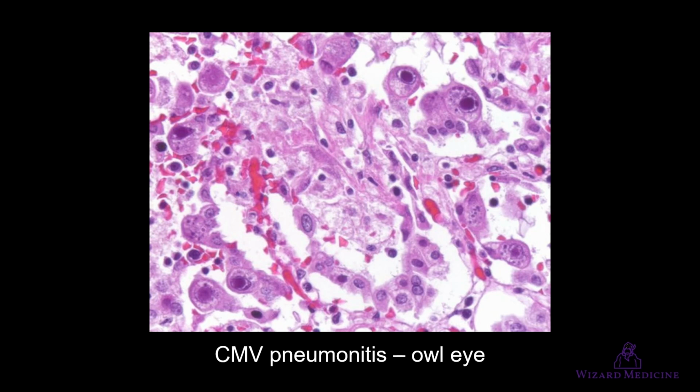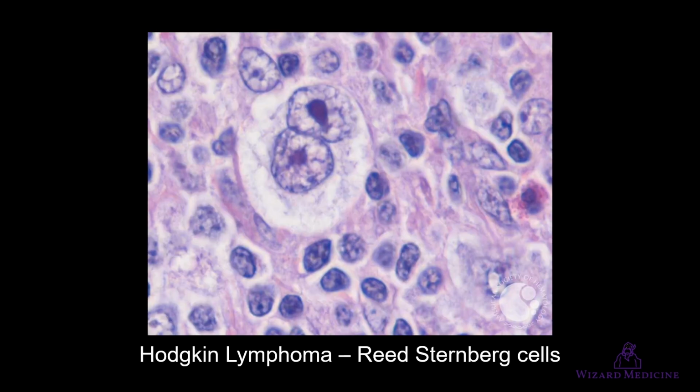CMV pneumonitis, which is common in immunosuppressed patients, is frequently seen with this owl eye inclusion inside the nucleus and several basophilic cytoplasmic inclusions. Another example of the owl eye appearance is in Hodgkin's lymphoma, this is the famous Reed-Sternberg cell, which has 2 nuclei, so 2 owl eyes with 2 very prominent nucleoli.